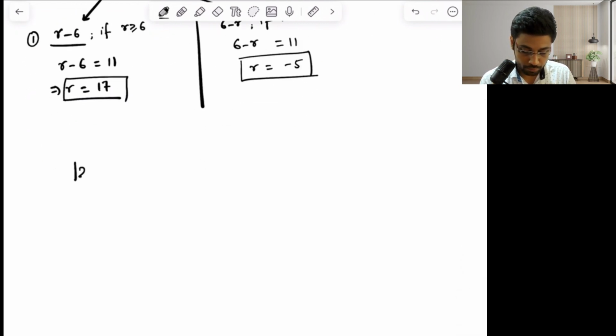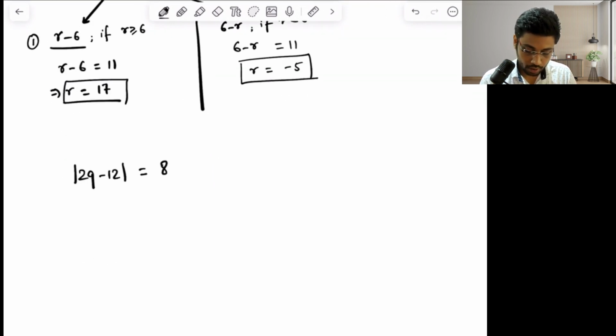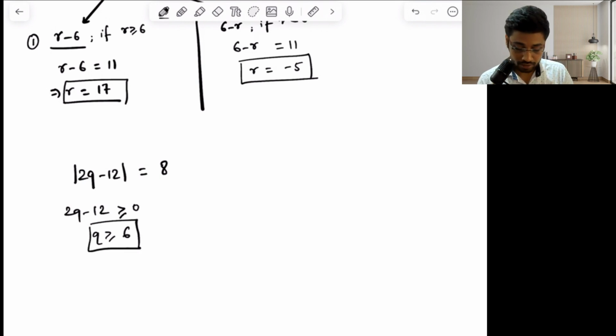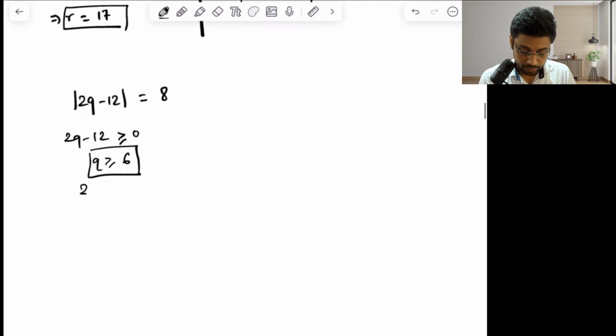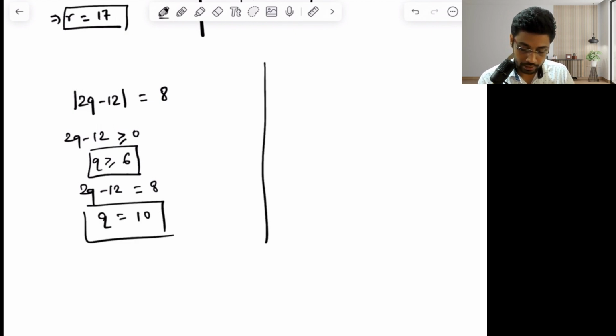The second equation says modulus of 2q minus 12 is equal to 8. Now again, if 2q minus 12 is greater than or equal to 0, which means if q is greater than or equal to 6, the modulus will open in a positive manner. So in this case, we'll just write 2q minus 12 is equal to 8, which will imply q is equal to 10. And in the second case, if q is less than 6, 2q minus 12 will open with a minus sign, and that will be equal to 8.